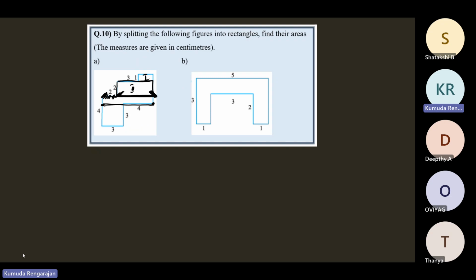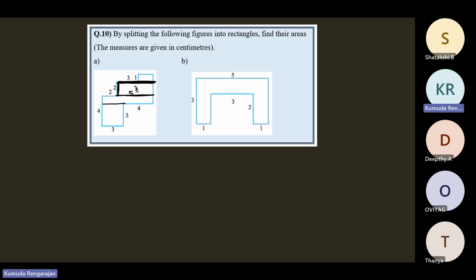Since we know that this is 5 centimeters, we know that this is 5. For rectangle 2, we know that the length is 5 centimeters and the breadth is 2 centimeters. Length is 5, breadth is 2. So that means this is also 5 centimeters. Opposite sides are equal. So this is also 5.